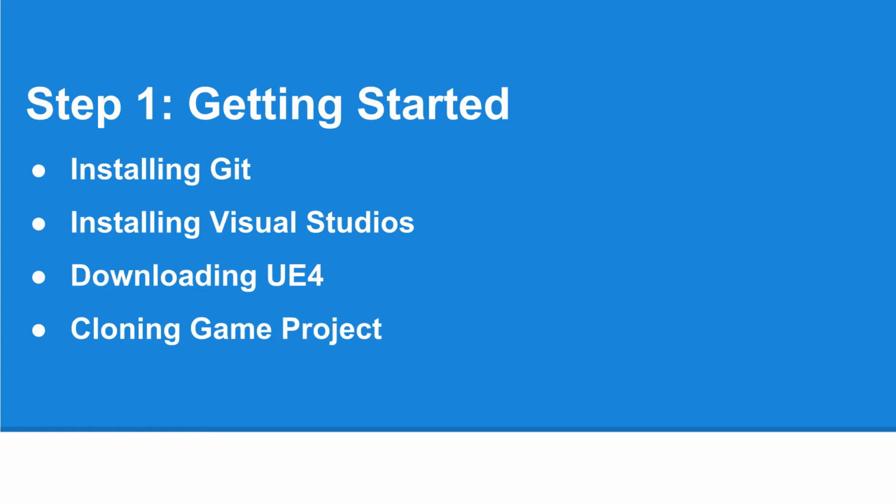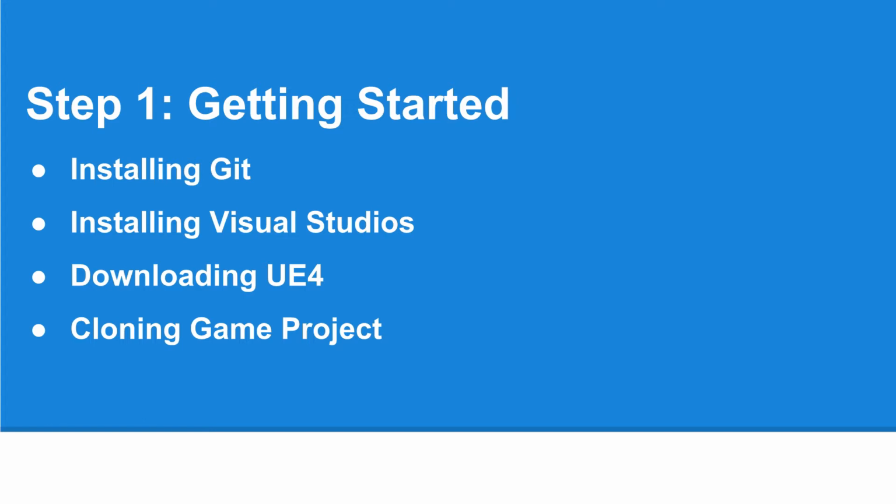Hello everyone, and welcome to our tutorial series about using the Unreal Engine 4. This is step one. We're going to go over the basics of getting started. And so we're going to be assuming that you have nothing, and we're going to work all the way up to getting the game up and running in the editor so we can start working on it.